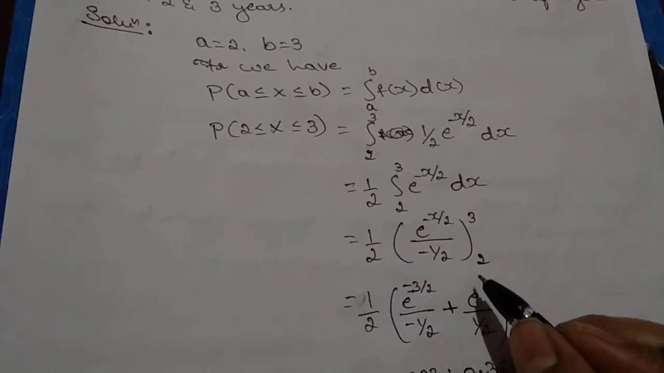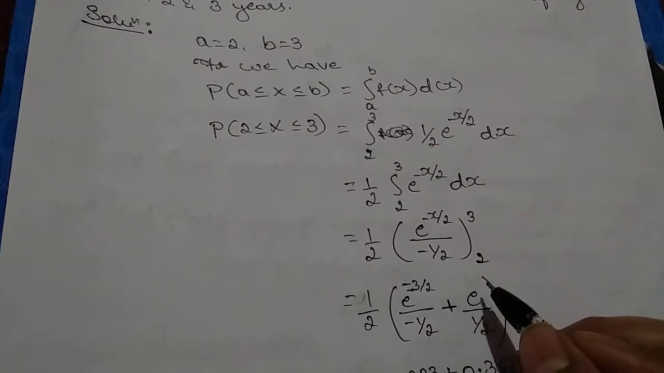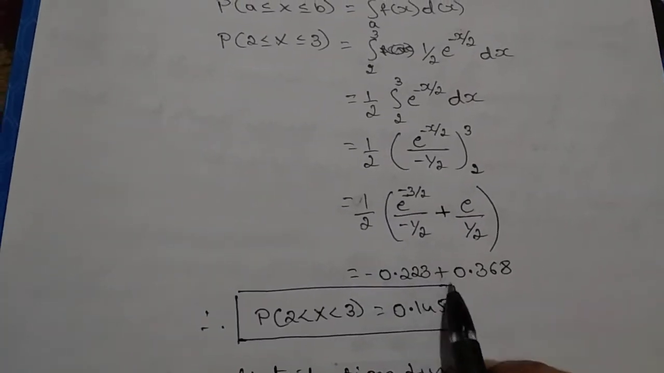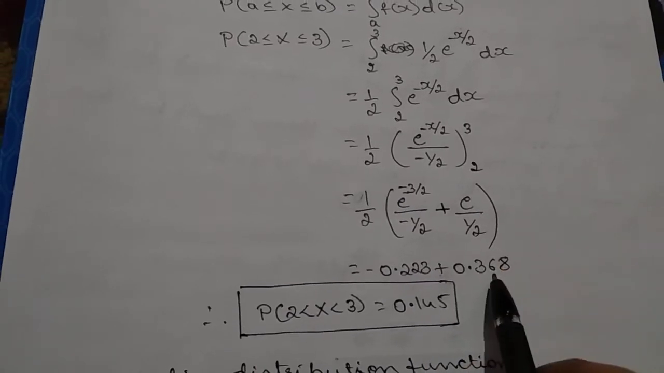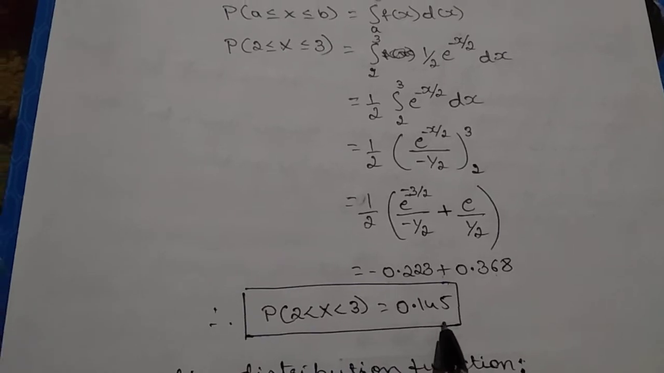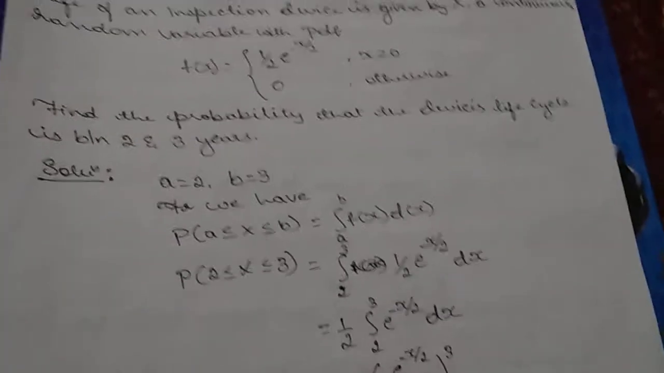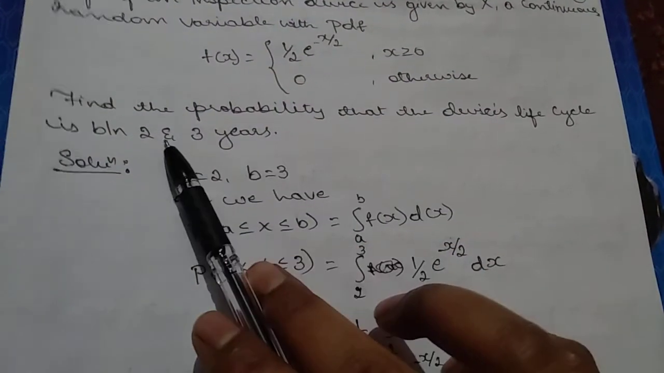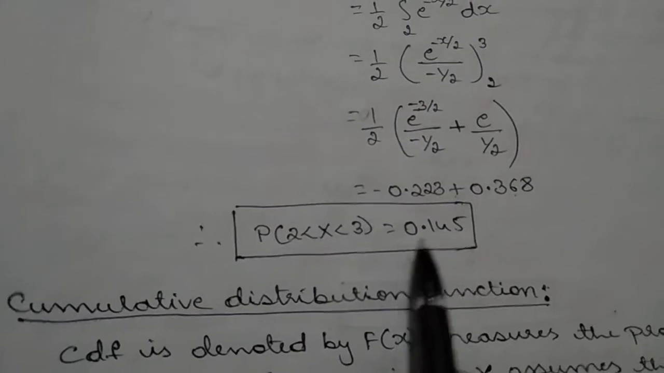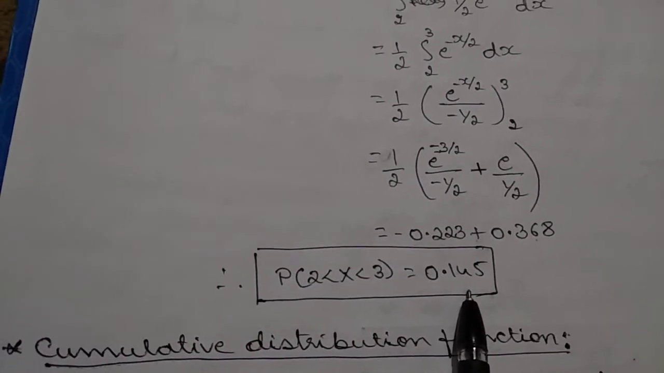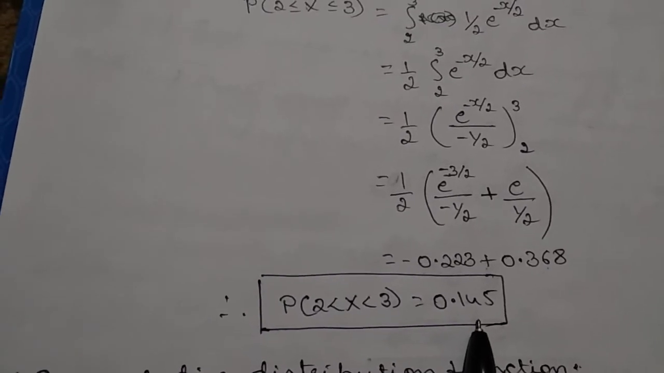How are you getting e? 2 divided by 2 you will get, the 2 and 2 get cancelled, so e power 1 you will get, that is 1 by 2. If you calculate the e power minus 3 by 2 value, you will get minus 0.223 plus 0.368 for e power minus 1. Then the value of p of 2 less than or equal to x less than or equal to 3 is 0.145. So the probability that the device life cycle is between 2 and 3 years is 0.145. This is how you have to calculate the continuous distribution.